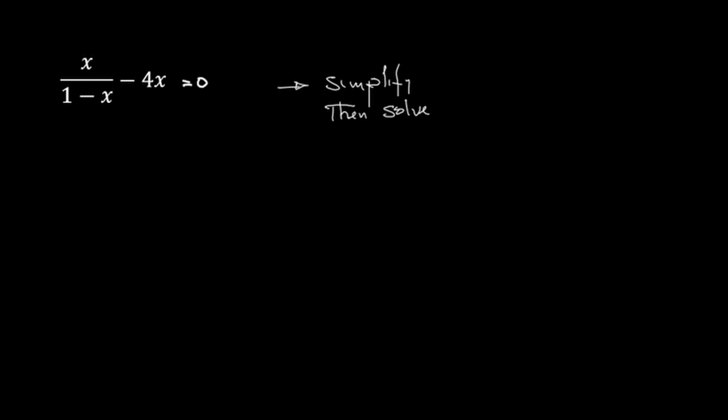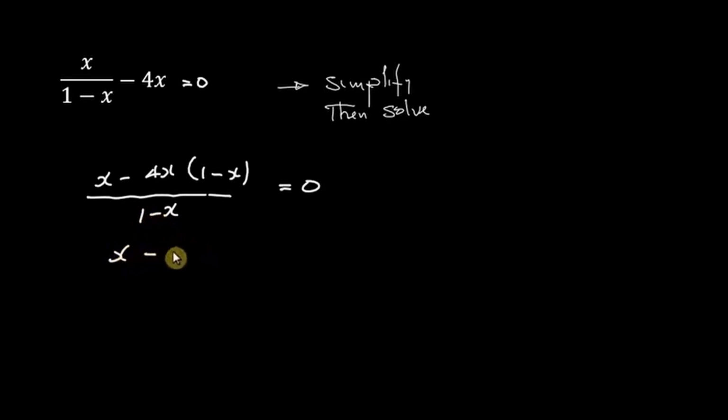Okay, so here we have a simple equation to solve. That's question number 2b. So let's take a common denominator in the first instance, which would be 1 minus x. Then 1 minus x into itself is equal to 1. So we have x minus 4x into 1 minus x, and that is equal to 0. We can now multiply both sides by 1 minus x. We get x minus 4x plus 4x squared, and that is equal to 0.